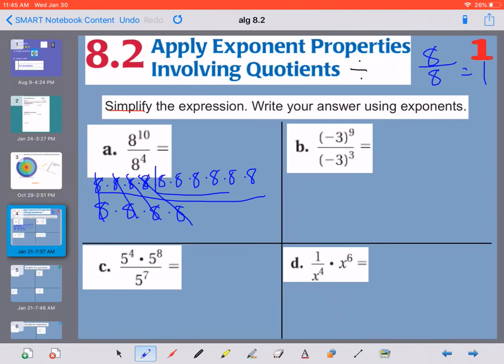So I take a look at what I'm left with. I'm left with 1, 2, 3, 4, 5, 6 eights. So my solution would be 8 to the 6th, sorry.